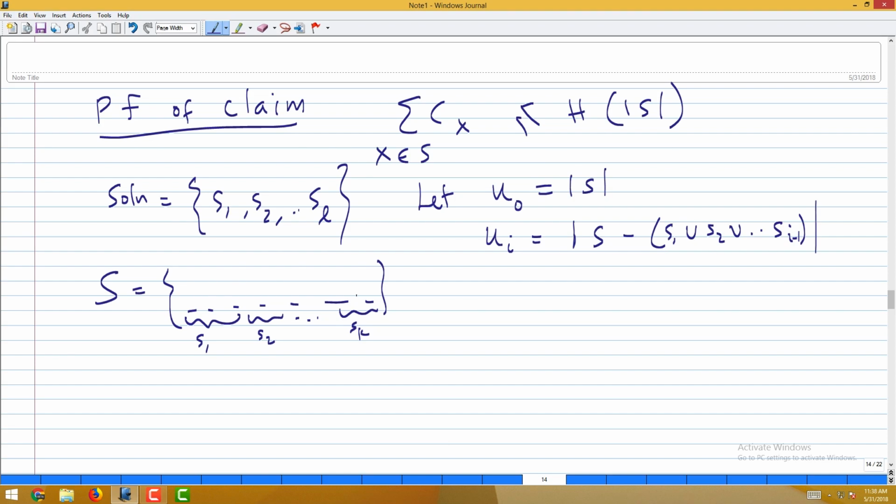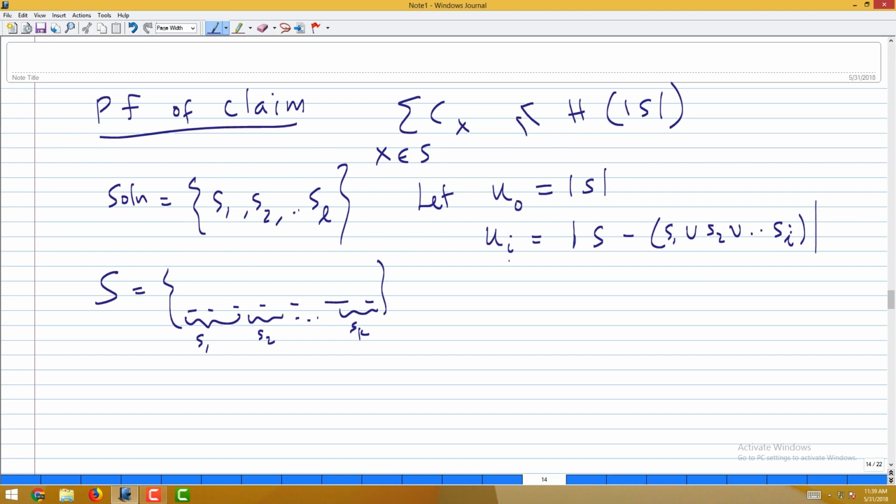Okay. So, I am calling u_i, let me use the exact notation. I think it is S minus S_i. Oh, u_i is a set of uncovered elements. Okay, set of uncovered elements of S after picking S_1 to S_i.